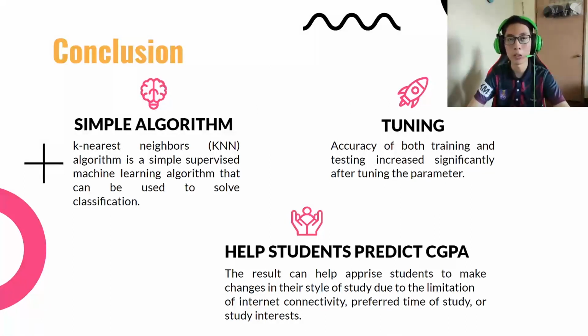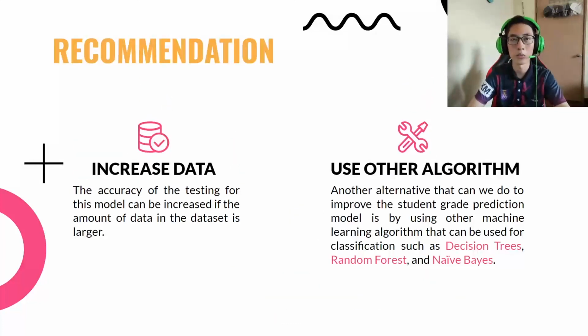By doing this project, we can conclude that the accuracy of both training and testing increased significantly after we tuned the parameters. And by building this model, we can help students predict their CGPA, and the result can help them make changes in their style of study due to the limitation of internet connectivity, preferred time of study, or study interest. As for recommendation, we might increase the data, as the testing accuracy of this model can be increased if the amount of data in the dataset is larger.